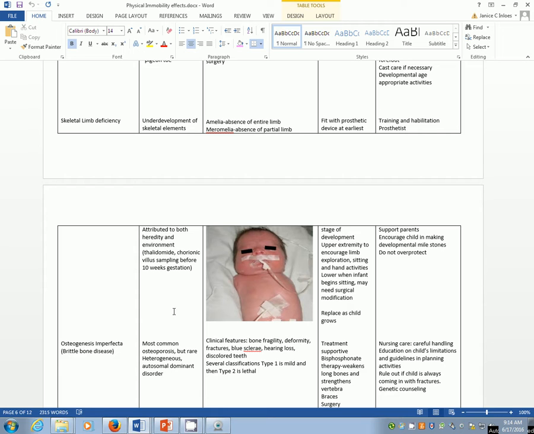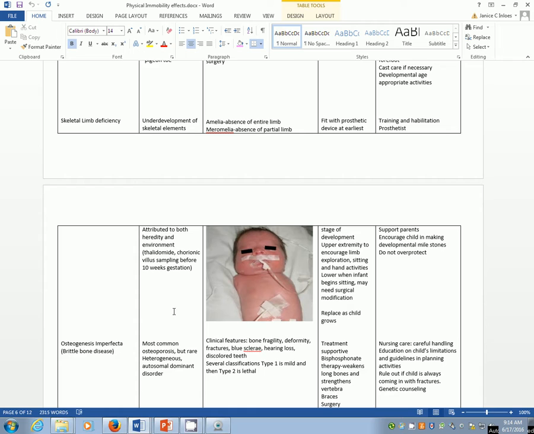We will see, the amelia is the absence of the limb, and the meromelia is the absence of partial limb. What we're going to see clinically with these babies, we're going to see some bone fragility in their other areas. We're going to see, of course, deformities. We are going to see some bone fragility though, because things are not developing, or we may see it. I'm not going to say we are going to see it.